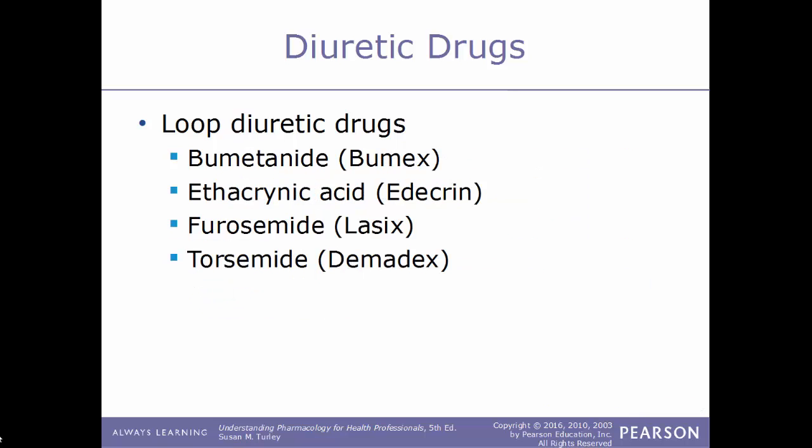Some common examples of this category of diuretics: bumetanide, sold under the trade name Bumex; ethacrynic acid, sold under the name Edecrin; furosemide, a very common, very popular loop diuretic, sold under the name Lasix; and last one here, torsemide, sold under the name Demadex.